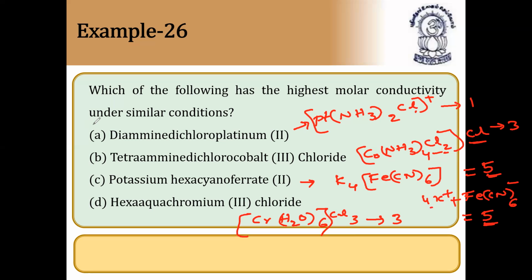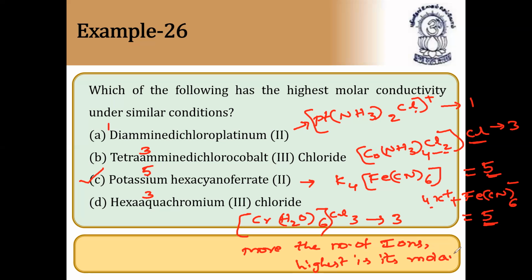So the first one will produce how many ions? 1. The second one, tetraamminedichloro, produces 3. The third one is producing 5 and the fourth one is producing only 3. So the answer is definitely C, because the more the number of ions, the more the molar conductivity. The highest molar conductivity is for the one where 1 mole can produce 5 ions. So this is the answer.